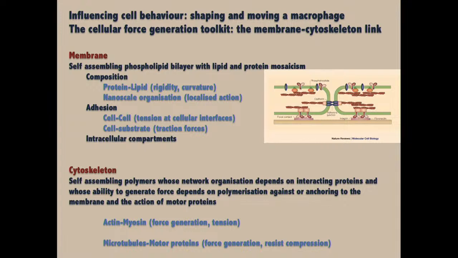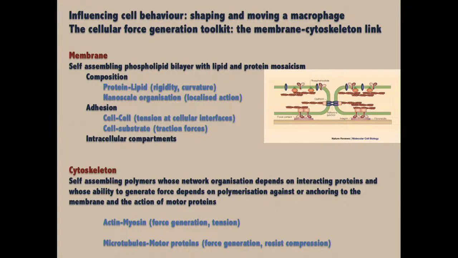And the nanoscale organization, what we call mosaicism here, actually allows localized action, meaning that you can have a certain response just at a localized region of the membrane rather than uniformly around it, so that you can polarize the membrane. The membrane also contributes to interactions between adjacent cells and to interactions between the cell and the substrate. And through these interactions, you can generate tension at cellular interfaces or traction forces.